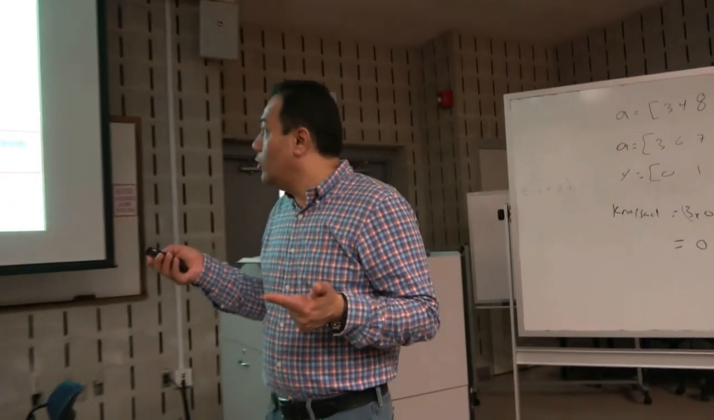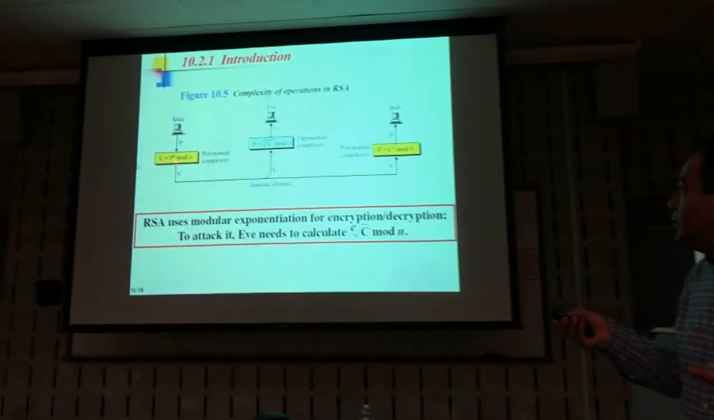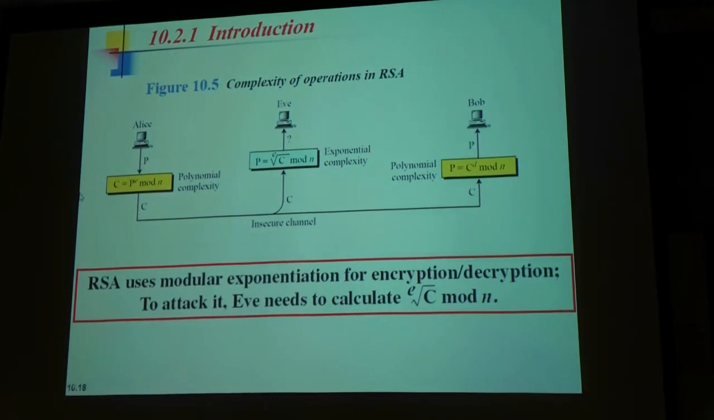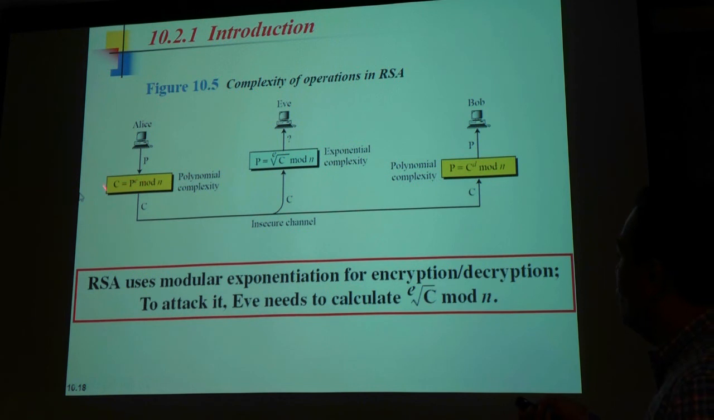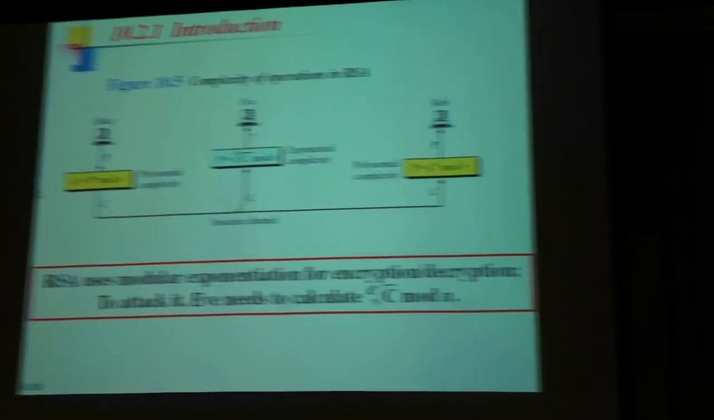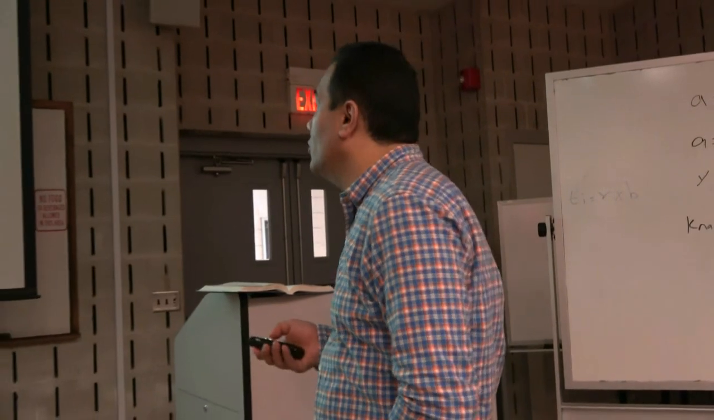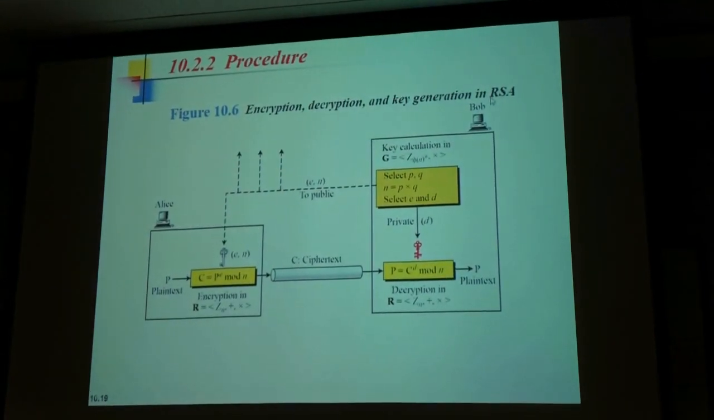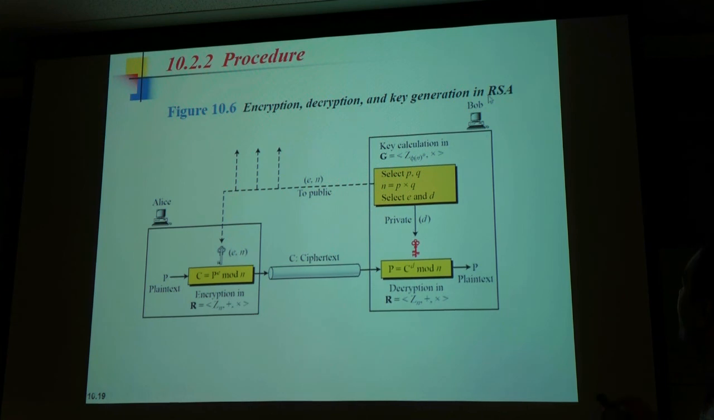So if you use E as a power for the plain text, and if you use the cipher text with a power D, it will give you the result. That's the tactic, right? All right, so RSA uses modular exponentiation for encryption and decryption. To attack it, you need to calculate P. If you calculate P from C, you have to calculate C to the power E, and this is very hard to compute. It takes you forever to compute. So encryption and decryption, that's what will happen.